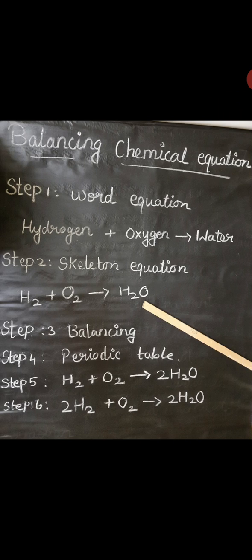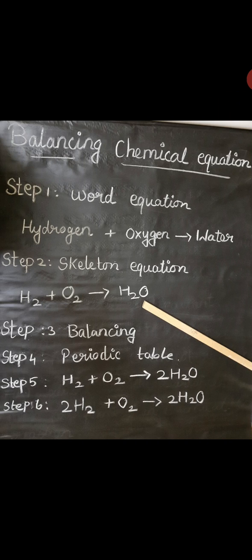Now we can see the balancing of the equation for the reaction of hydrogen and oxygen, which gives water. Step 1, we have to write the word equation: hydrogen plus oxygen gives water. Step 2, we have to write the skeleton equation. First we write the skeleton equation, and only then form the balanced equation. The skeleton equation is H2 plus O2 gives H2O.